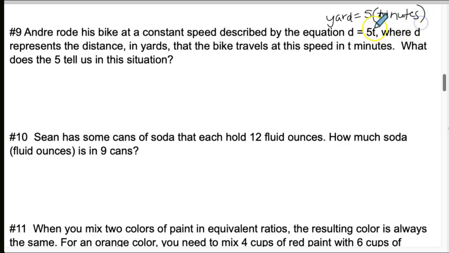So the 5 tells us that for every minute, the bike will go 5 yards. So if there were 2 minutes, it would be 10 yards. 3 minutes, 15 yards. Yes, I understand that a bike and yards isn't that big. Maybe you're thinking about a toddler and maybe they're just learning. It might take them, or might be able to go 5 yards in just 1 minute. Who knows? But the 5 in here stands for 5 yards per minute.